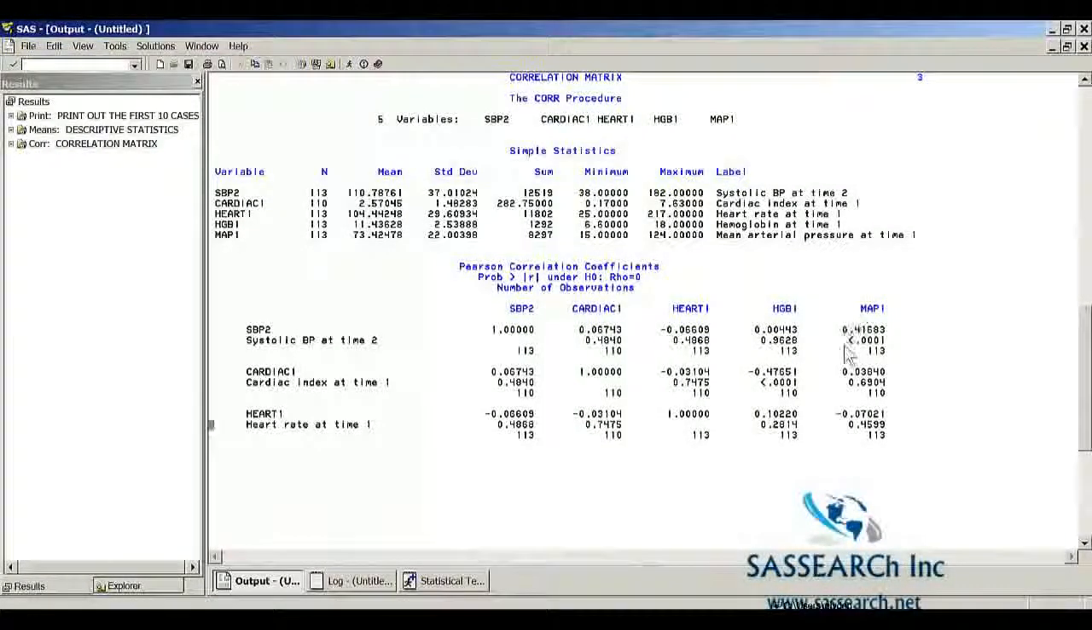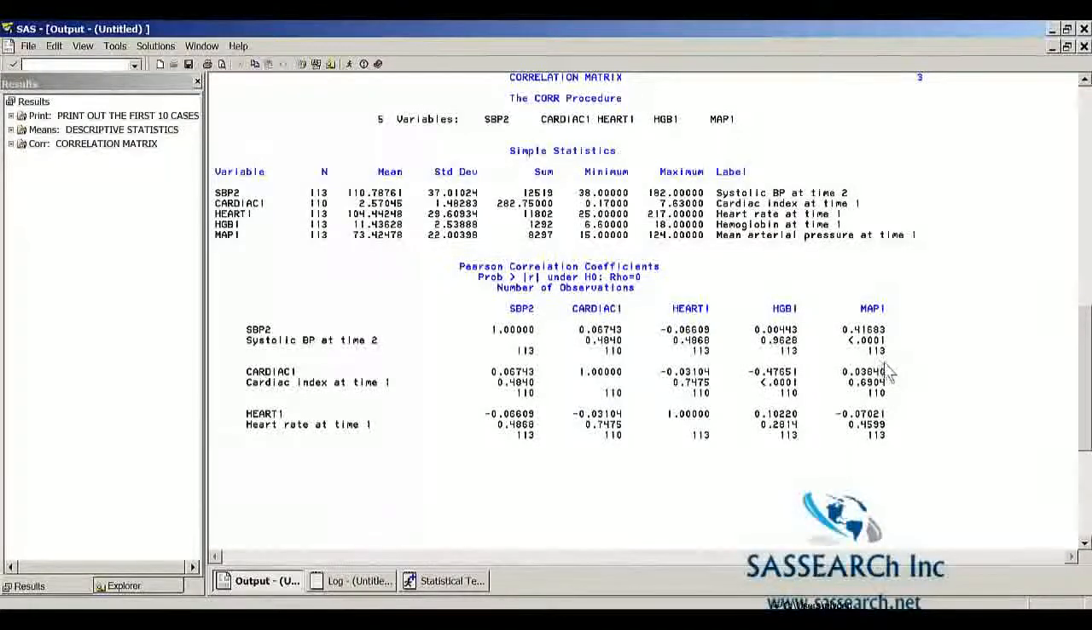So if we go over to look at the mean arterial pressure at time 1, we are looking at the correlation between the mean arterial pressure at time 1 and systolic blood pressure at time 2. And the correlation coefficient is about 0.42. The p-value, less than 0.0001, indicates that this is a statistically significant correlation coefficient, where we're testing the null hypothesis that the correlation coefficient differs from 0.